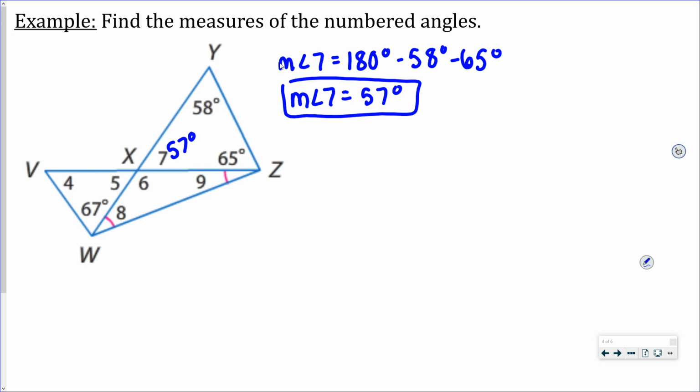All right, we could go a couple ways from there. And sometimes there's more than one way to solve these. Let me ask you this question. What angle is also 57? 5. Why? Who said that? Vertical angles. Vertical angles.